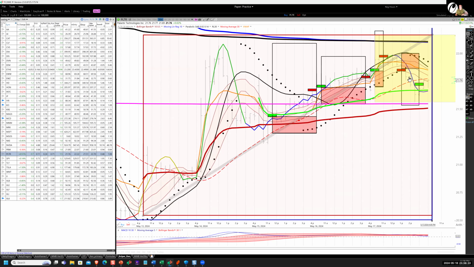Palantir, the gap and go. Came back to Earth to preserve 1R. It rolled over when it went through the PSAR short. Exit for 1R. So that netted 2.